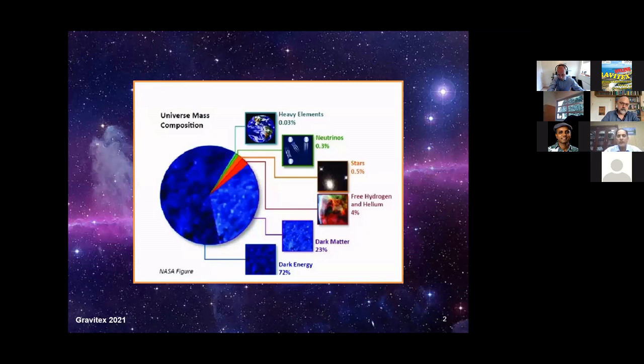Before going to the technique, I will discuss the composition of this universe. We know that our universe contains 72% dark energy, 23% dark matter, and the rest of the constituents contain 4% free hydrogen and helium, 0.5% stars, 0.3% neutrinos, and 0.003% heavy elements.